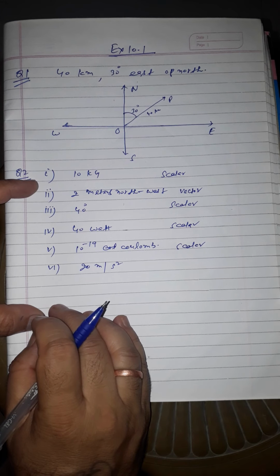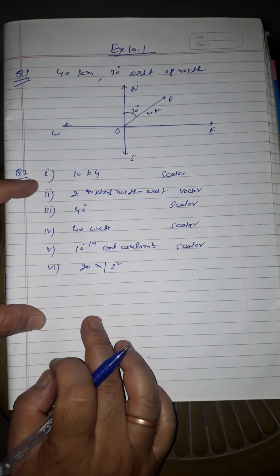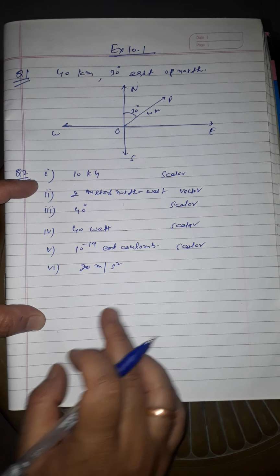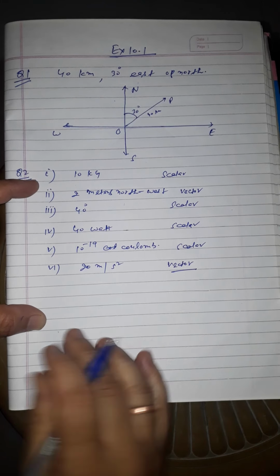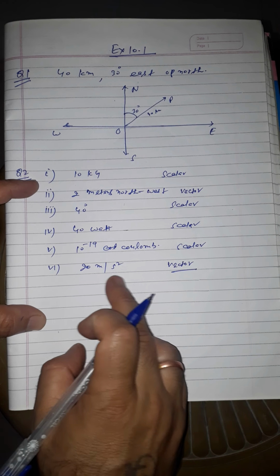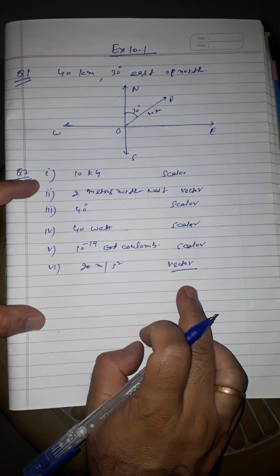Why is it a scalar quantity? Because this is the unit of charge, and you know charge is a scalar quantity. Next one is a vector quantity. This is a vector quantity because meter per second square is the unit of acceleration. So remember, students, acceleration is a vector quantity.